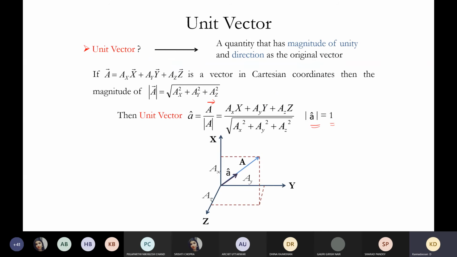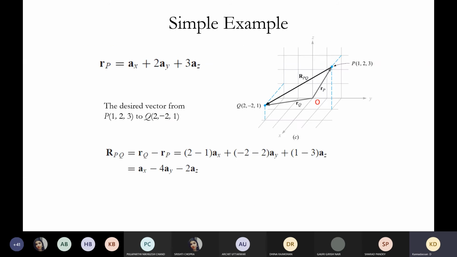And how to calculate the magnitude, I think you know about that. Square all the components and take the root of that. And here is a simple example of how to define a line vector. If you have a line vector which is supposed to be drawn between this point P and point Q, it is traveling from P to Q.